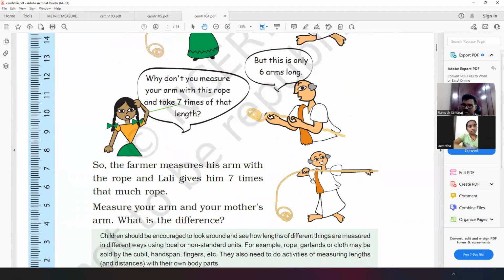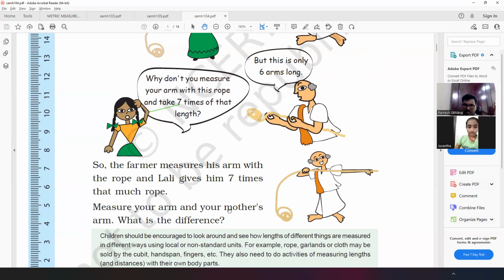So length, this is the concept they are explaining, like what is the length of the arm of a man or a small girl. If you measure your arm and your mother's arm, what is the difference? Can you see the difference? There will be a difference between your arm length and your mother's arm length.